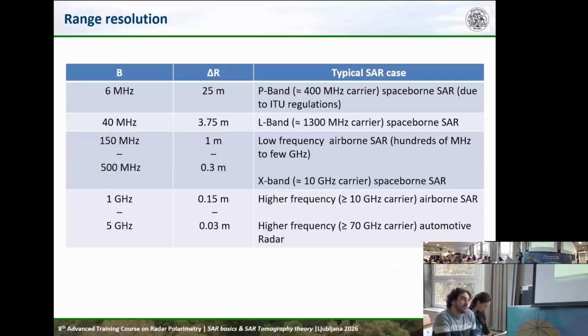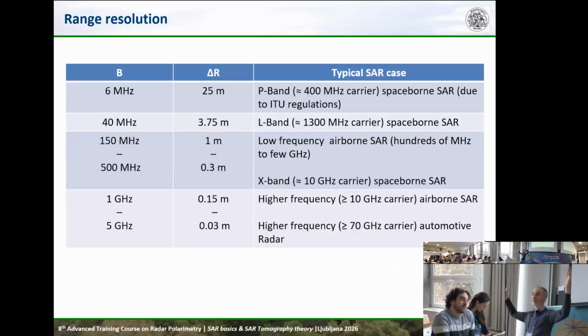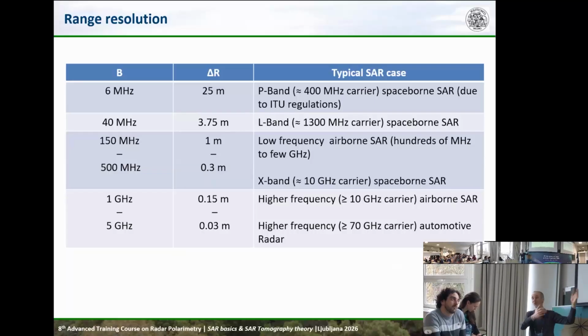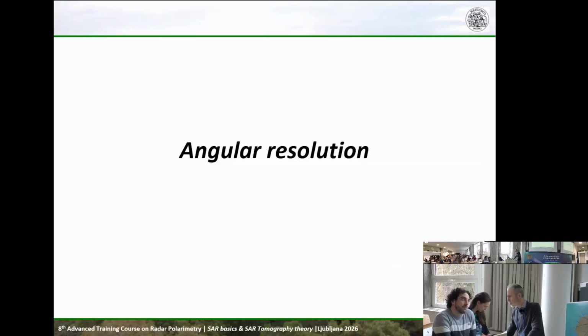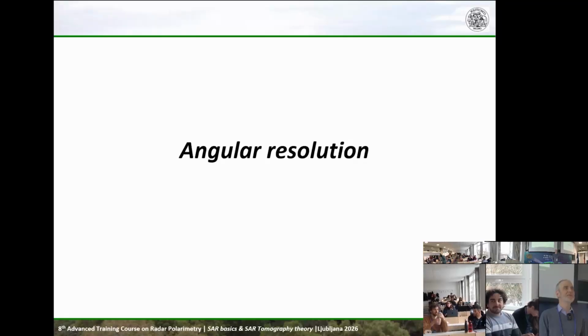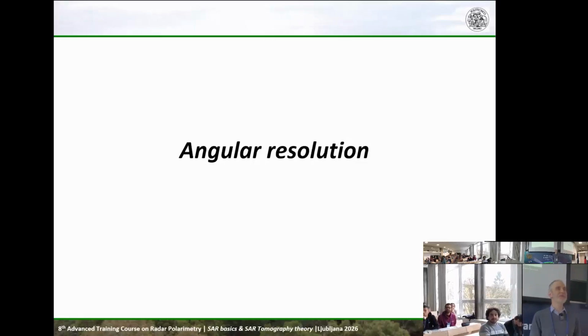Of course, the argument is that trees are big. So for trees, 25 meters is enough. Now at this point, this brought me right to the concept of angular resolution. Until this point, we are aware of range resolution.